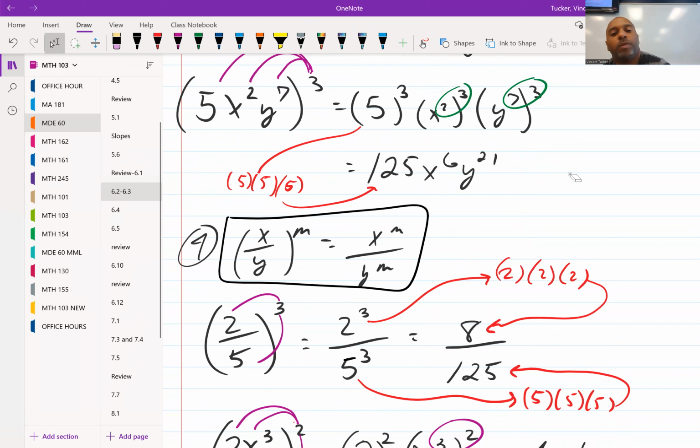All right. Now exponent being applied to a fraction. So that exponent needs to be applied to both numerator and denominator. So if I have 2 over 5 raised to the third power, that's going to be 2 cubed over 5 cubed. 2 cubed is 2 times 2 times 2, which is 8. 5 cubed, 5 times 5 times 5, is 125.